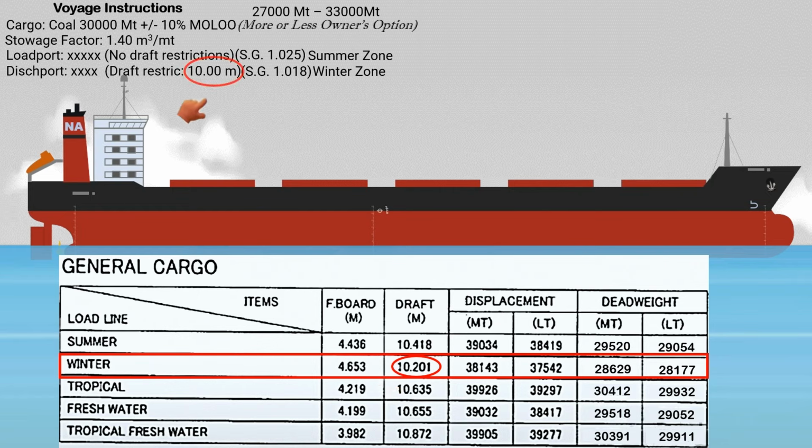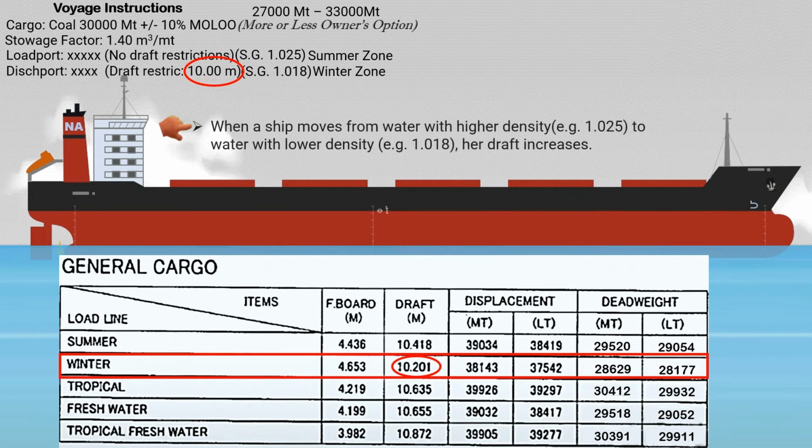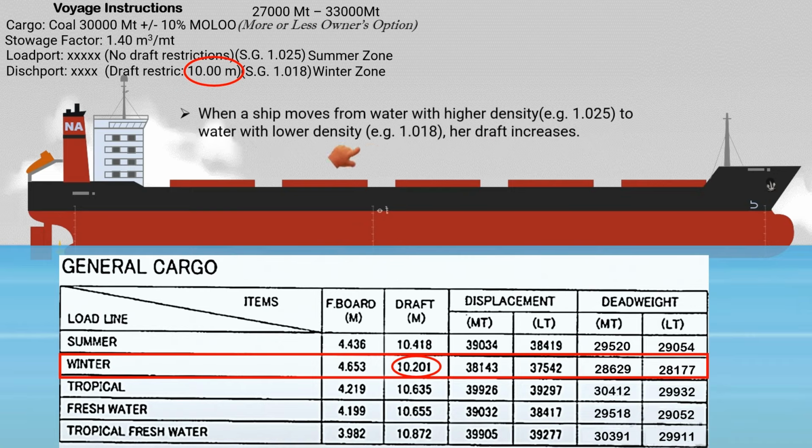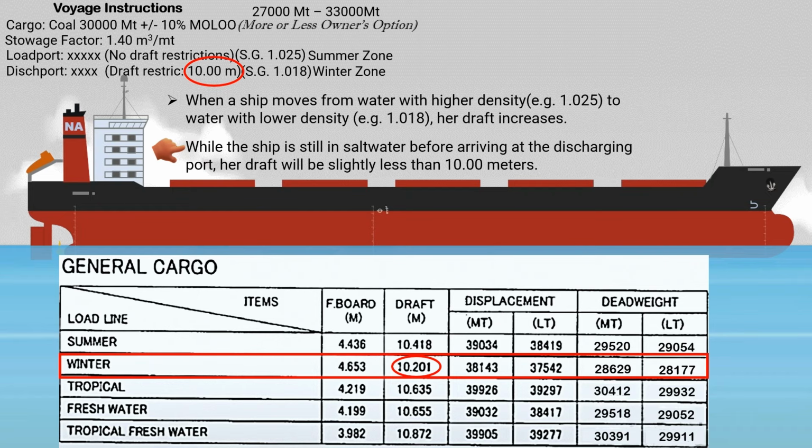Comparing it to the required draft at the discharging port, we see that this draft is lower, so this draft will be our main concern, because when a ship moves from water with higher density to water with lower density, her draft increases. This means that while the ship is still in saltwater before arriving at the discharging port, her draft will be slightly less than 10.00 meters.